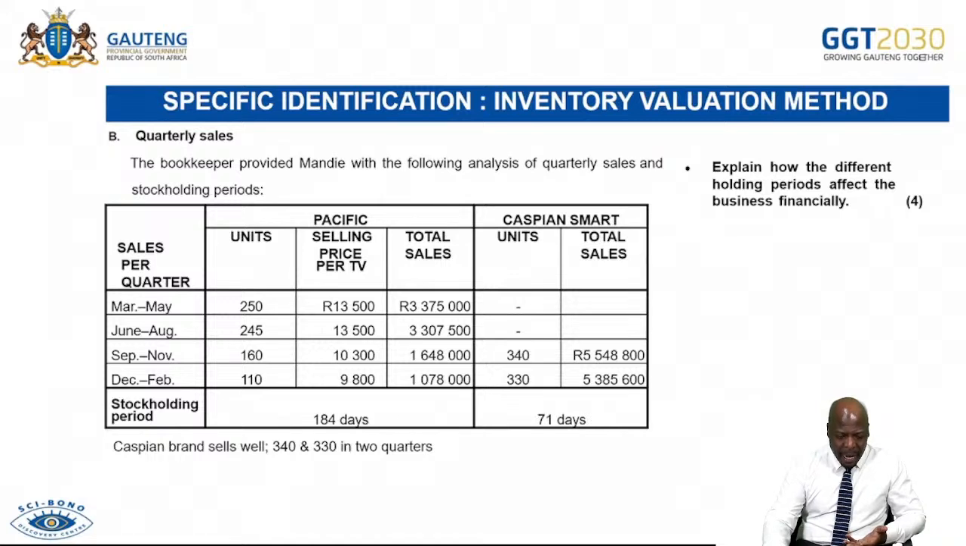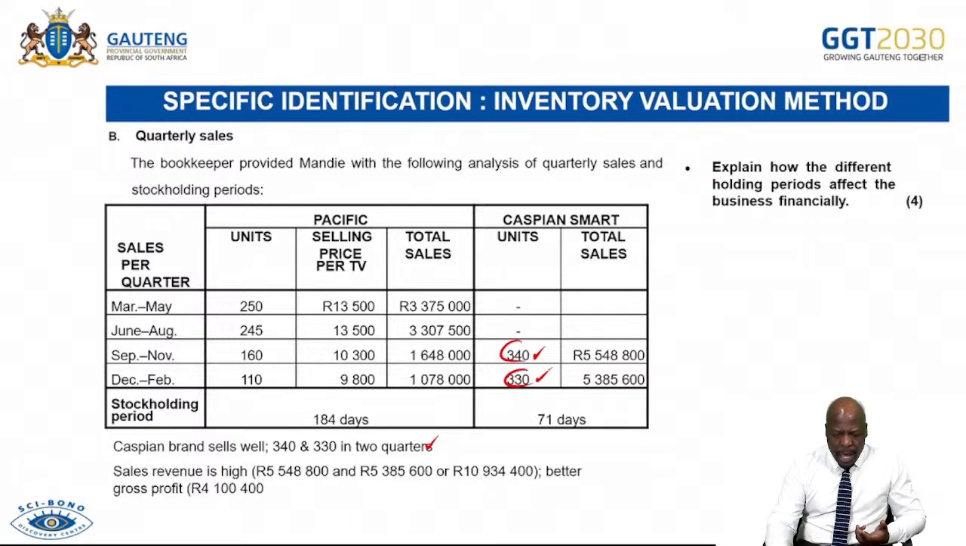But with the Caspian brand, it is selling well, all right? That is between 340 and 330. That is in 2 quarters. So we're selling well. These are good numbers of our sales, all right? And then the sales revenue is quite high, which is 5,548,800 or 10,934,400. Okay, that is when we have added it.